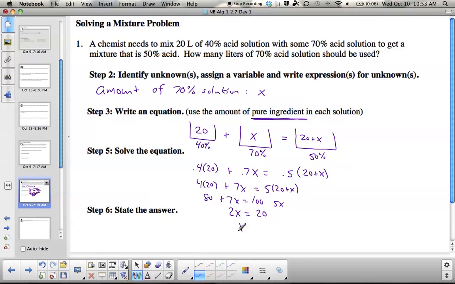So then x is 10. And remember that x was the amount of 70% solution. So our answer is the chemist needs 10 liters of 70% solution.